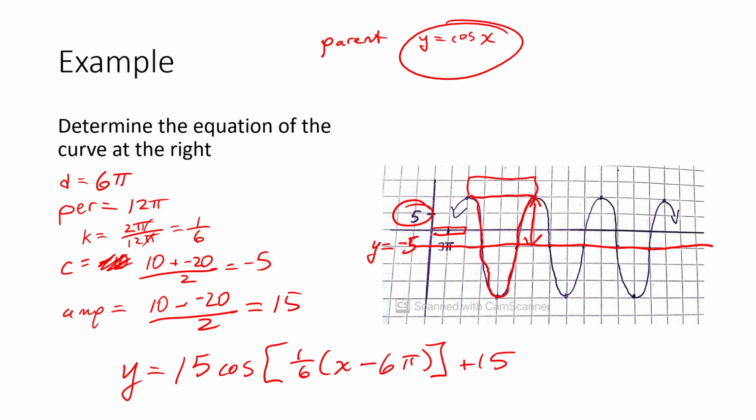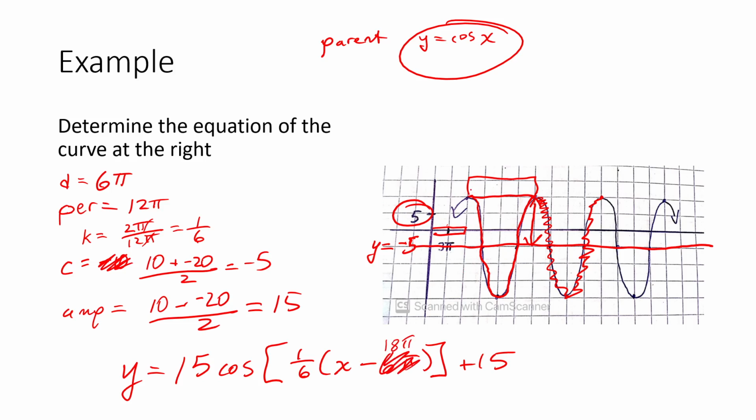Now, if we had wanted to, instead of saying x minus 6 pi, we actually could have said that our cycle for cos is going to start here, and we're going to focus on this cycle. That would have been just as adequate. And if we had done that, everything in this equation would have stayed the same. The only difference would have been that instead of our d value being 6 pi, 2 squares in, our d value would have been 18 pi, which is 6 squares in.